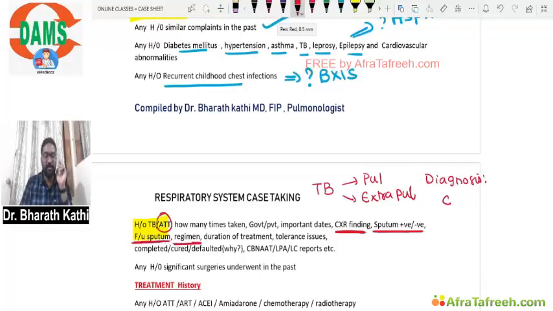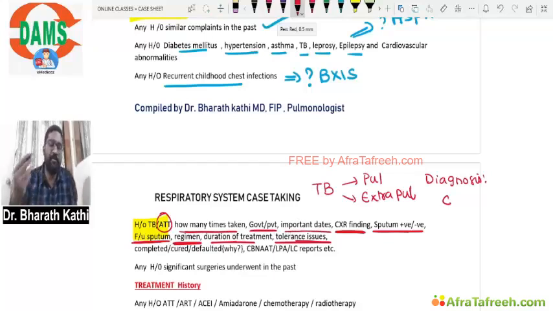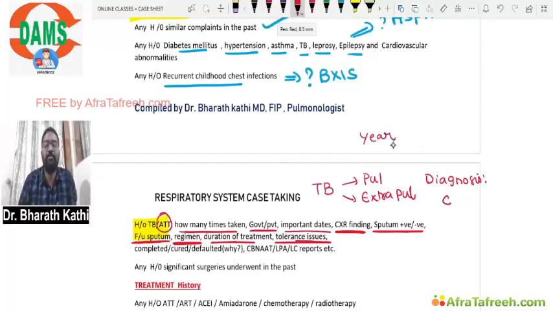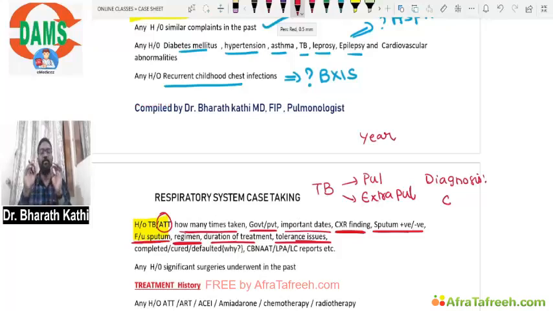What was the regimen given? What is the duration of treatment? Did he take the drugs properly? How many times has he taken the drugs? Was it government or private? And important dates if possible. So when was he diagnosed? Which year? And when did he complete? In which year did he complete? And what was the ultimate result? Was it treatment completed, cured, or lost to follow-up or defaulted?